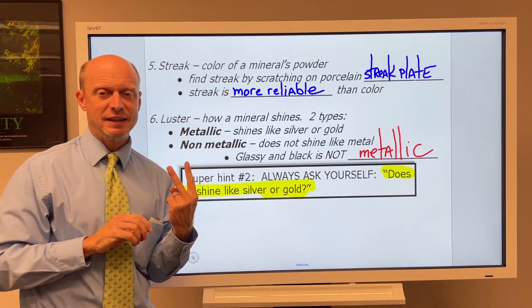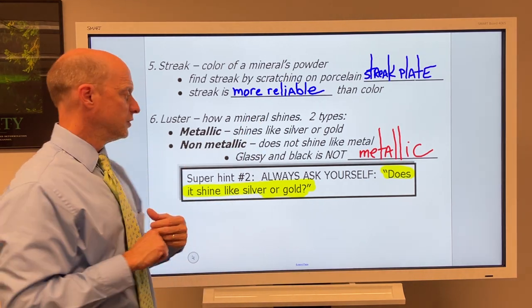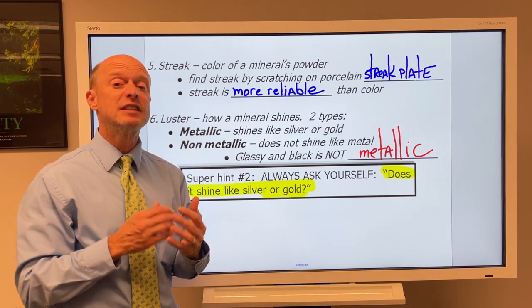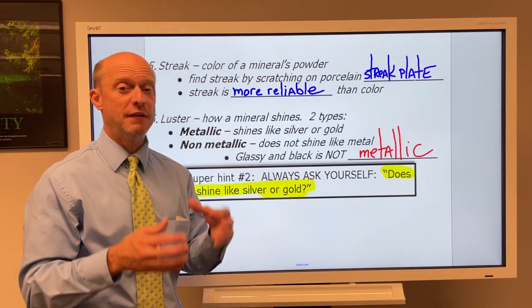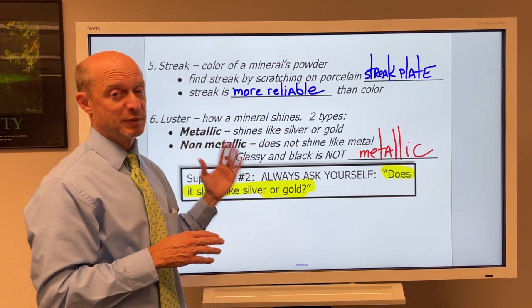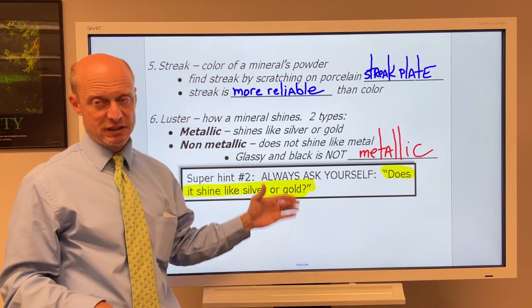Now, there's 2 main categories of luster: metallic or non-metallic. So basically, metallic has a metallic look to it, like silver or gold. Okay, if it shines in a light like silver or gold, we say it has a metallic luster. Anything else, it's called non-metallic.